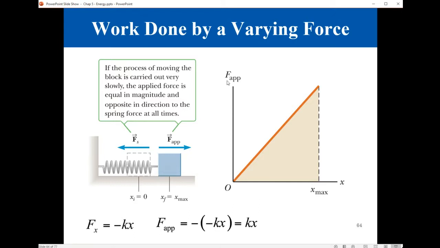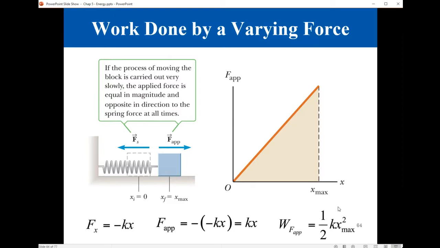So the applied force is minus kx, that is the restoring force in the spring, and the displacement here is x max. So the work due to the applied force is half k x max squared, which is the area of the triangle, as we know from trigonometry. The area is half the base multiplied by the height.